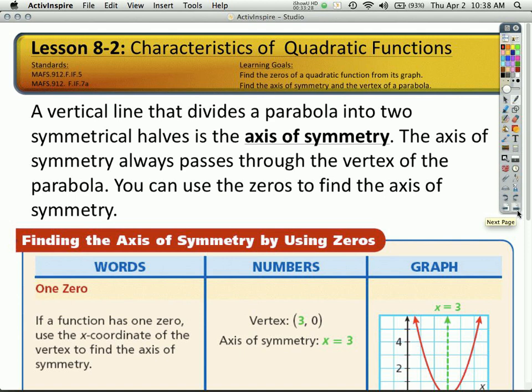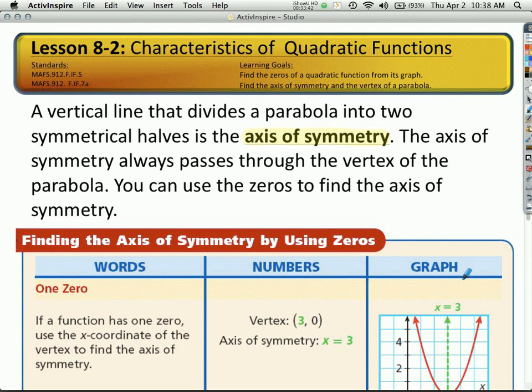But a mirror image needs a mirror. And that mirror is called the axis of symmetry. And that you need to know. It cuts the parabola into two symmetrical halves, into two symmetrical pieces. The axis of symmetry always passes through the vertex. Always.